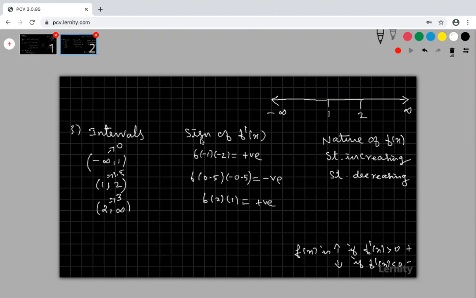I need only the sign of f dash of x. My sign of f dash of x is positive, greater than 0. I don't want which number, I need only the sign of f dash of x. If the sign of f dash of x is greater than 0, then my f of x is strictly increasing. Are you okay? Any other doubt?